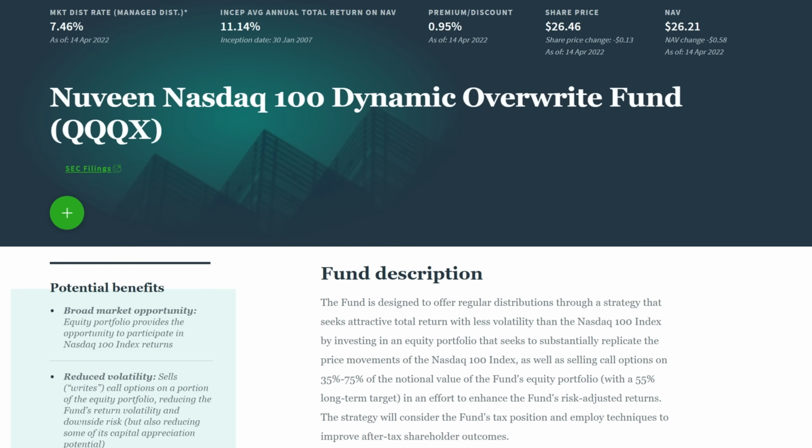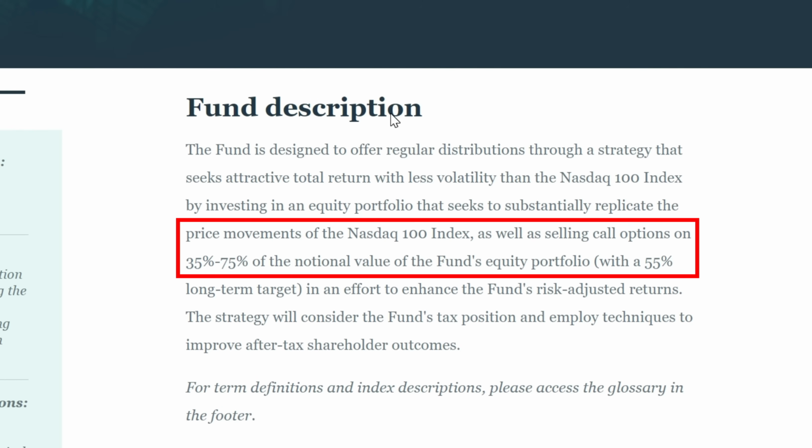Okay, then we've got the QQQX, which is the Nuveen NASDAQ 100 Dynamic Overwrite Fund. It's got a lower distribution rate here at 7.46% compared to 12 or 13% with QYLD right now. But instead of writing call options on 100% of the portfolio like QYLD does, it varies, between 35 and 75% of the portfolio's equity. As a result, it gives it the opportunity to grow more as well as pay a really healthy distribution amount.